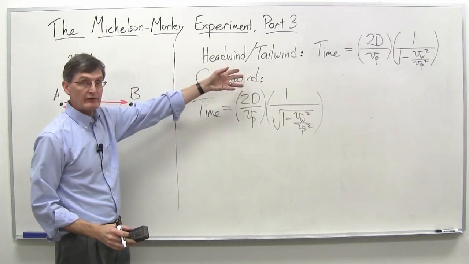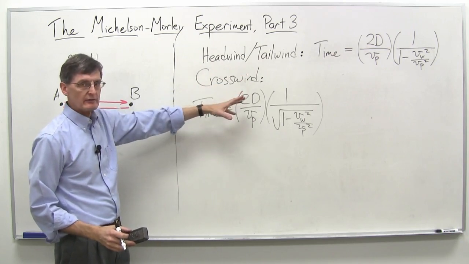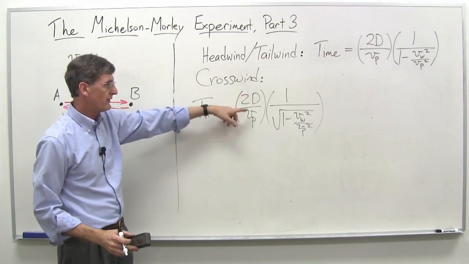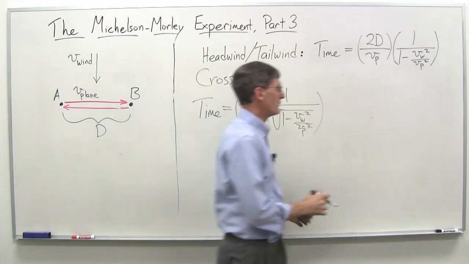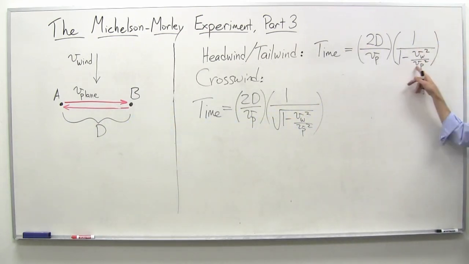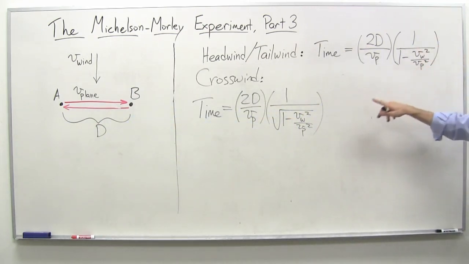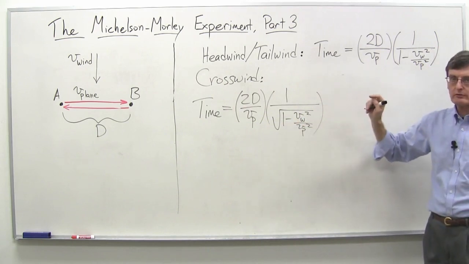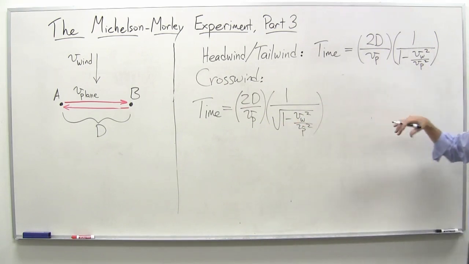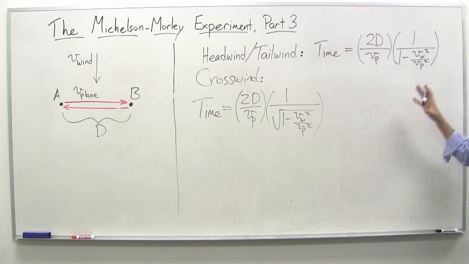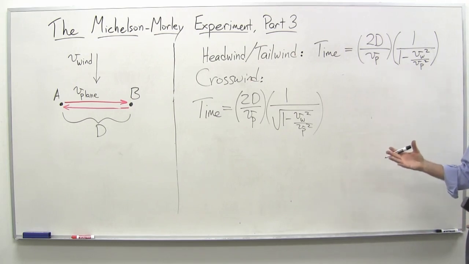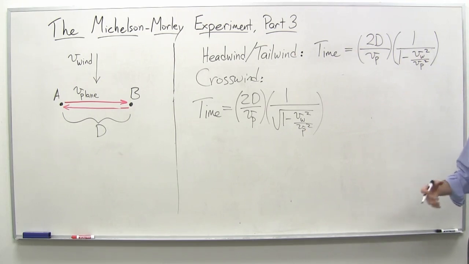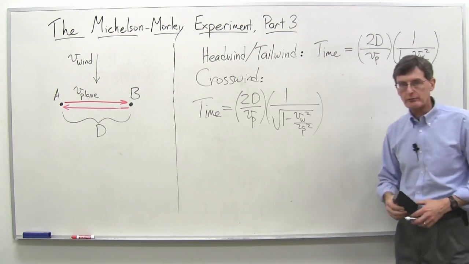We earlier did the headwind, tailwind case. They're slightly different. They both have the 2d over Vp factor in there. But note, in this case, it's 1 over 1 minus Vw squared over Vp squared. Here, same thing, but the square root. Slightly different. So in part 4 of this, we'll see how Michelson and Morley put this together, and see how it applies to the luminiferous ether and light waves traveling through that, and how they did their experiment and what the result was of that experiment.